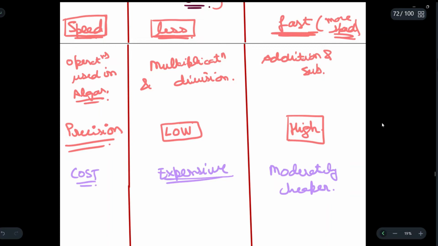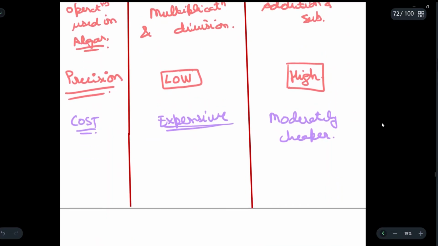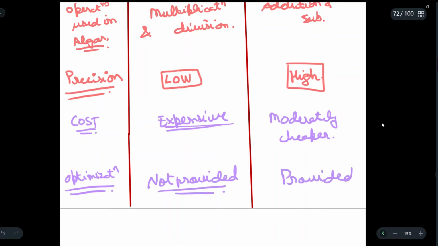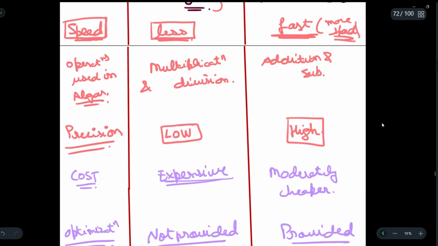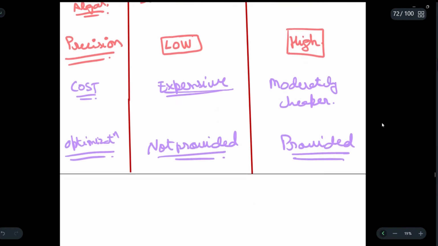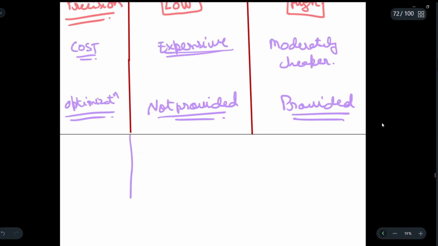Now let us come to the sixth point of difference, that is the optimization. Now optimization is not provided in DDA, that is, we do not provide any optimization, whereas optimization is provided in Bresenham line drawing algorithm. So guys, these are the points that we have to remember. Now let us write one more, that is the seventh point, the arithmetic computation values.